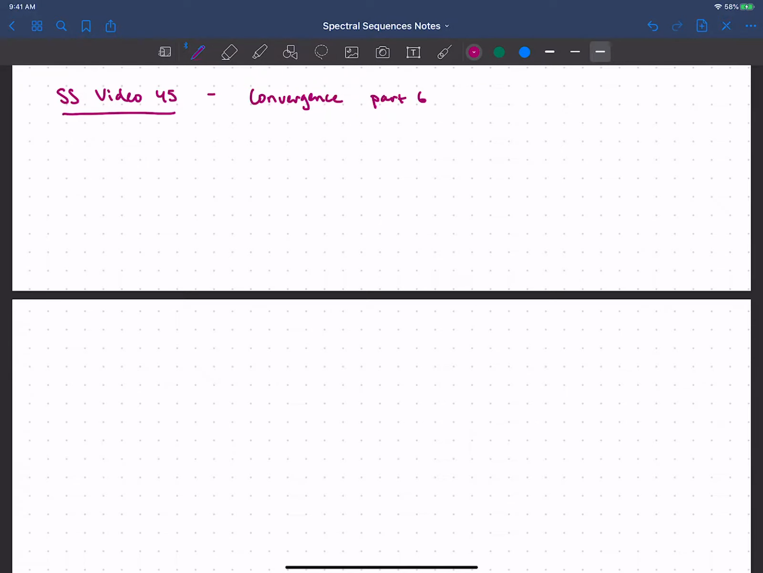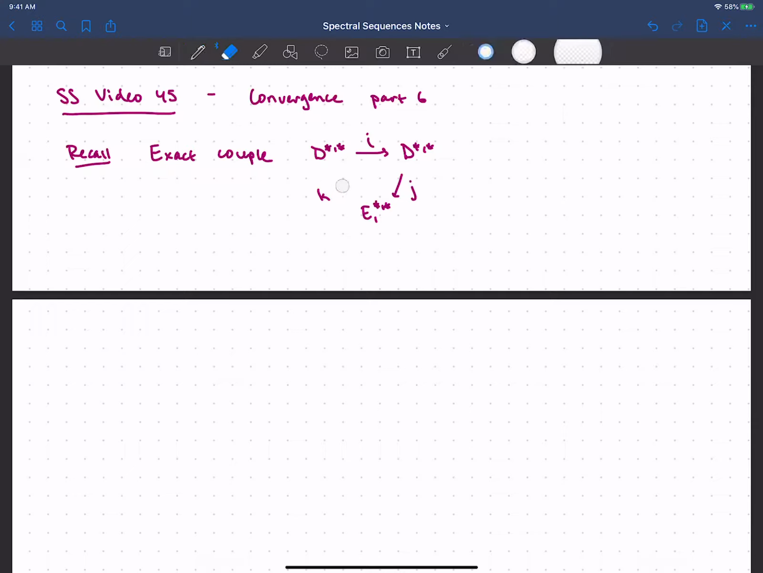All right, welcome back. So remember we were just looking at the situation where we had an exact couple, and I'm thinking of this bigraded example, so I'll write it as though it were that way. Though it's okay if it's singly graded or triply graded, really could be anything. And I'm indexing this like it's a cohomological spectral sequence we're going to get, but again, I'm kind of agnostic about that.